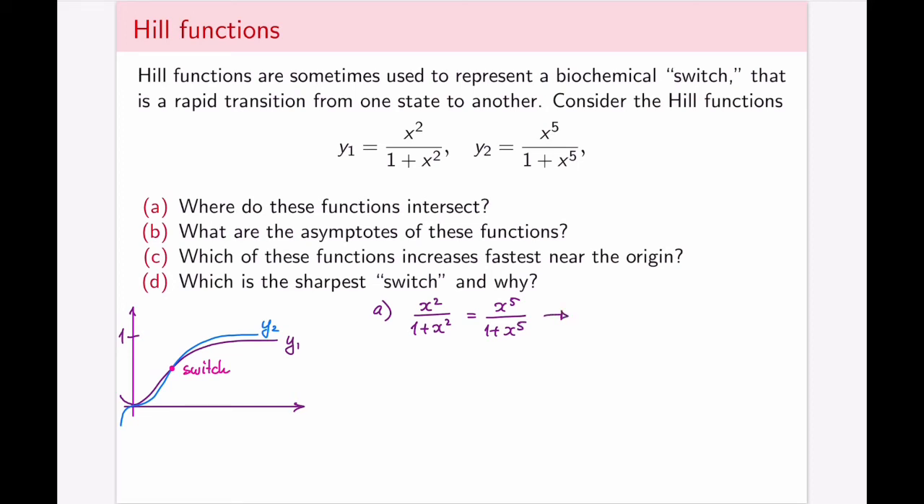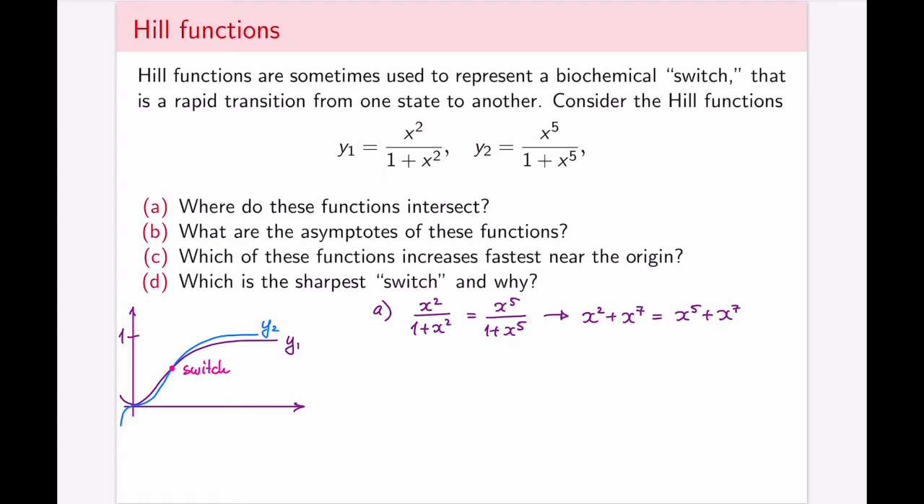What we can do here is cross multiply. And so what we're going to end up with, I'm going to combine two steps. I'm going to cross multiply and open the brackets in the cross multiplication right away. So x squared times 1 is x squared, plus x squared times x to the fifth is x to the seventh. So x squared plus x to the seventh. And then the other cross multiplication will give me x to the fifth plus x to the seventh. Well, this is quite convenient because the x to the sevenths can cancel each other out.